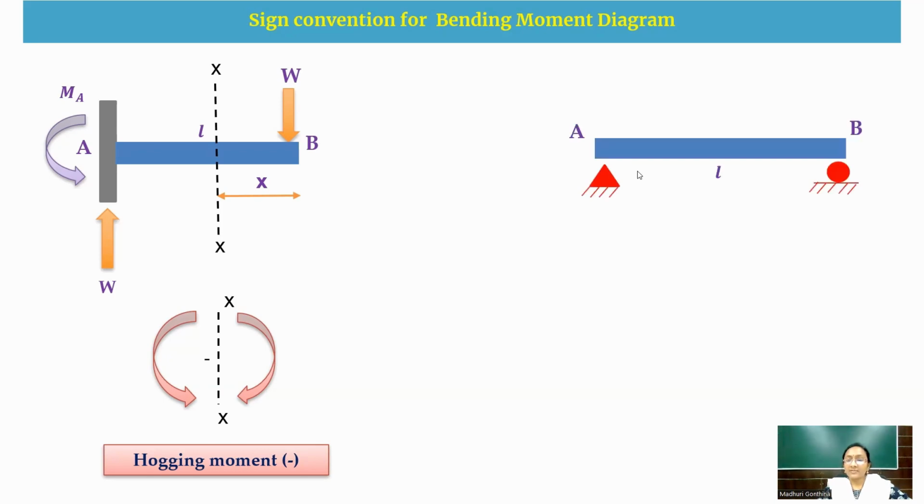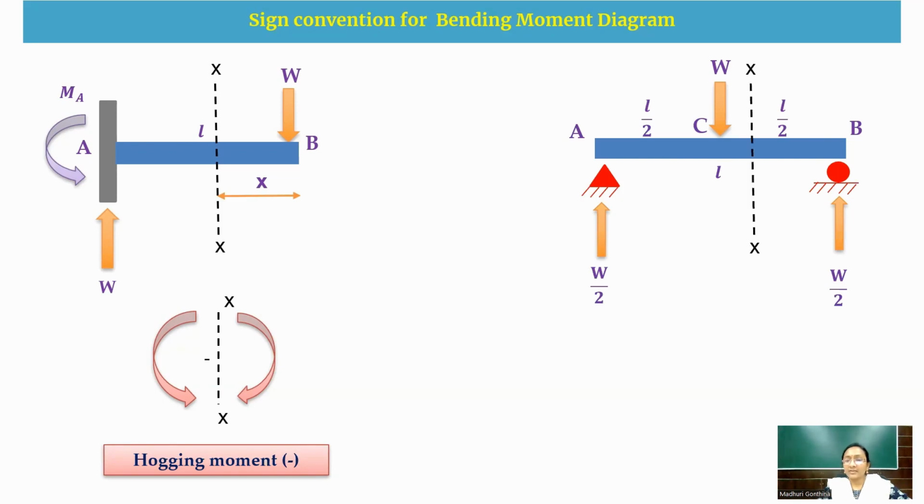Which has a span L and a central point load W, equidistant from both the supports A and B. Due to this equidistant central load, this symmetric arrangement, you're going to develop reactions at A and B of W by 2 and W by 2.